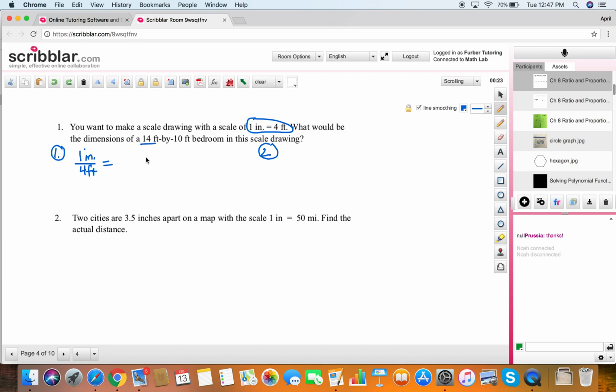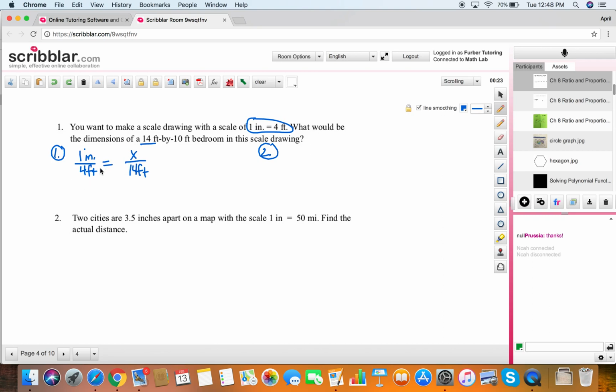Now the question is, where does the 14 need to go? Well, it needs to go in the same location that it is in the first proportion. In this example, it's in the denominator. So the 14 feet over here is going to be in the denominator. And it's the number of inches that you're trying to find, because you want to know, what will the scale drawing look like? What will be the length in inches for a 14-foot by 10-foot bedroom? So you want to find the inches to represent that length on a scale drawing.